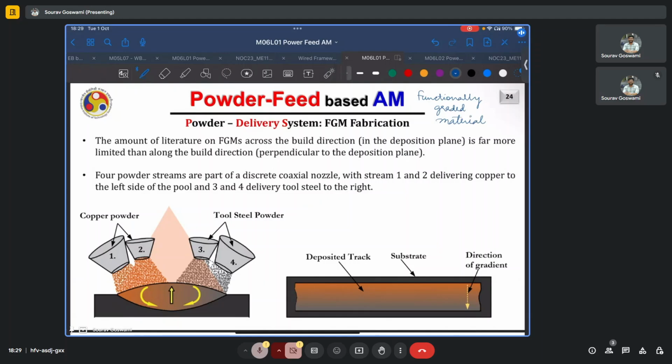And here we have an example where we have four powder streams and together they constitute a discrete coaxial nozzle. Streams 1 and 2 deliver copper to the left side of the pool, whereas channels 3 and 4 deliver tool steel to the right. And if such a configuration were to be used, you would find that towards the bottom you have this grayish region going all along, which is rich in tool steel.